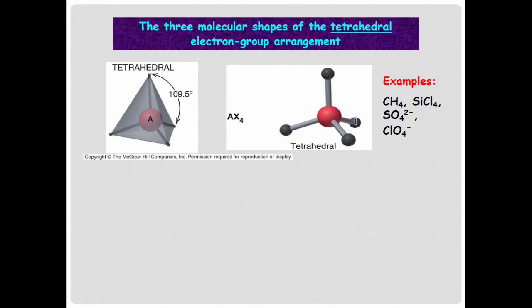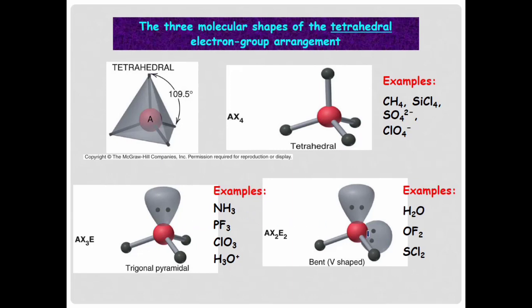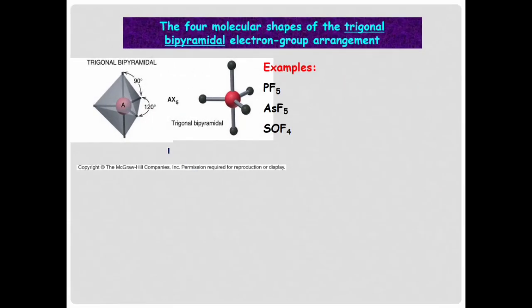Alright, we go to the tetrahedral. The angle for this tetrahedral is 109.5. The symbol is AX4. Examples are CH4, SiCl4, SO4 2-. And one of its derivatives is AX3E, and the shape is trigonal pyramidal. It has one lone pair, as we can see. And the other one is bent or V shape. The symbol is AX2E2. As we can see, it has two lone pairs and two bonding pairs, or two terminal atoms.